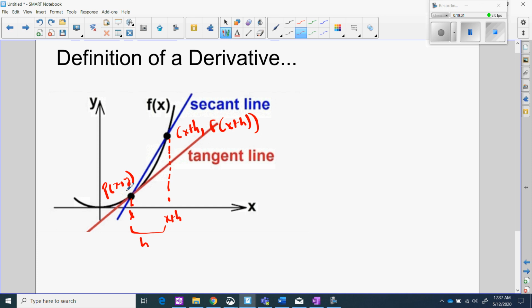If I go back to this one, rather than putting a y here, I could say this is the ordered pair x. And you say, well, how do you get the y value? You fill x into the function, whatever it is.